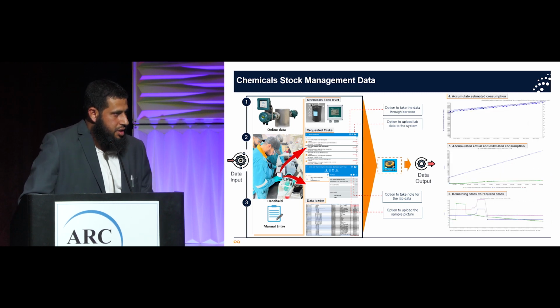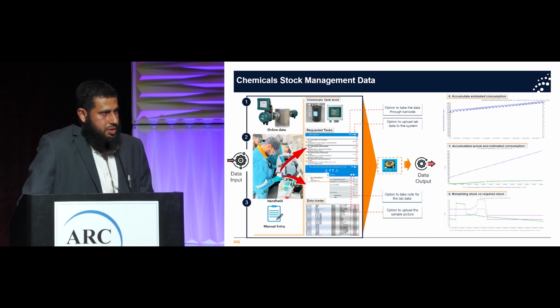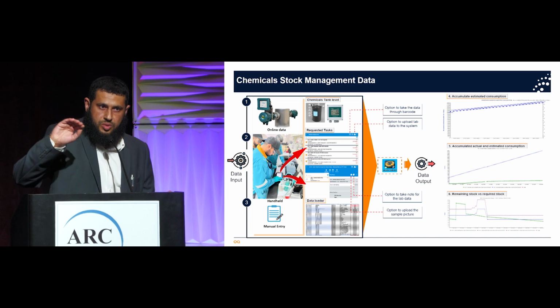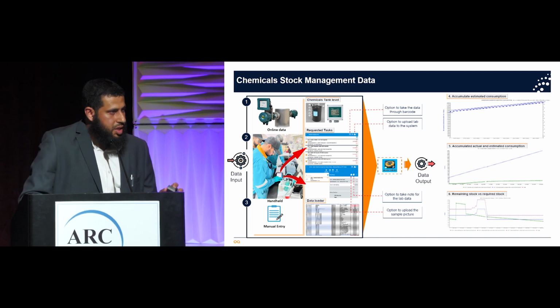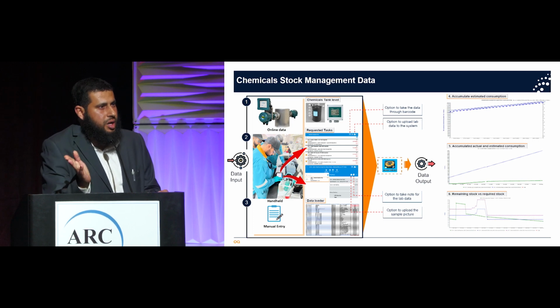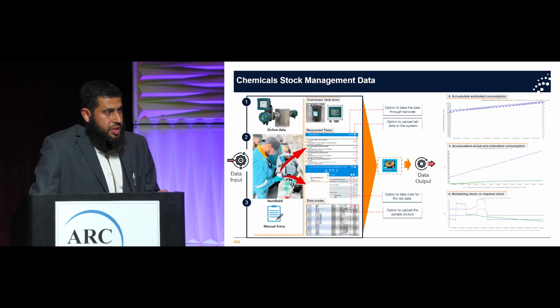Moving ahead, we have a log for the stock. This accumulates estimated consumption, because as I mentioned, at the beginning of the year we put in the estimated consumption for each chemical. This is our estimation. And the second one has two graphs, the estimated one and the actual one. You will see where you are and where you're supposed to be, whether you are underspending or overspending.